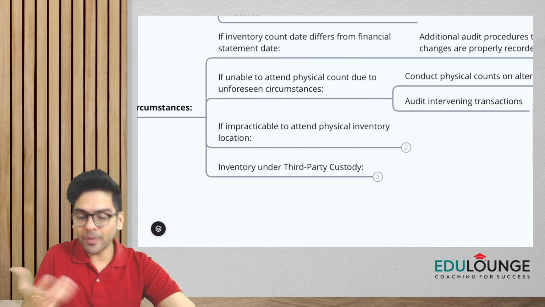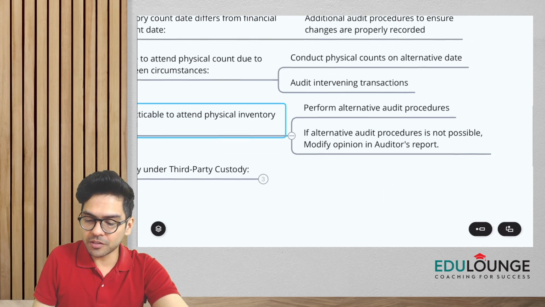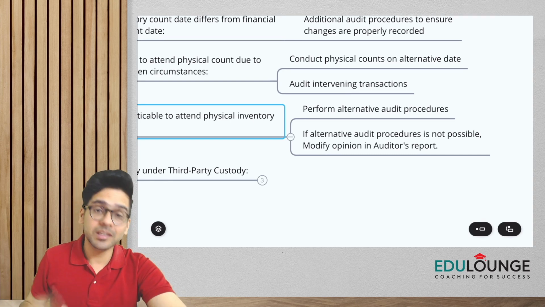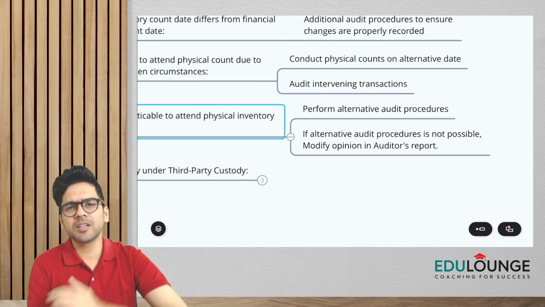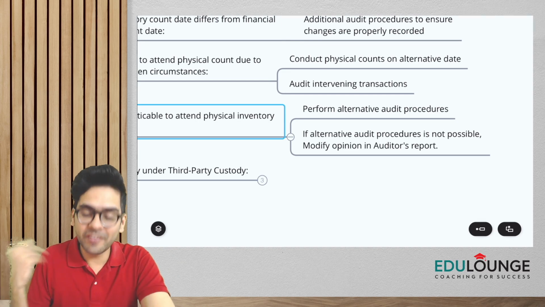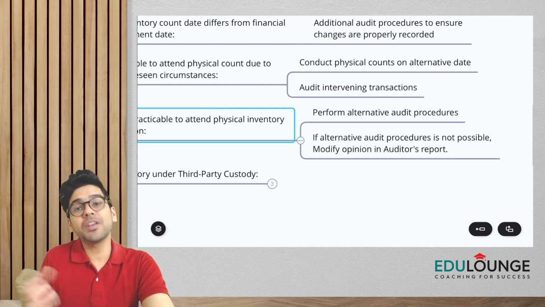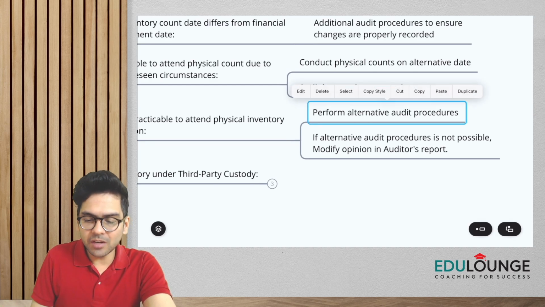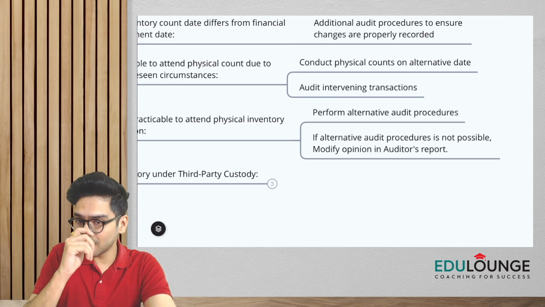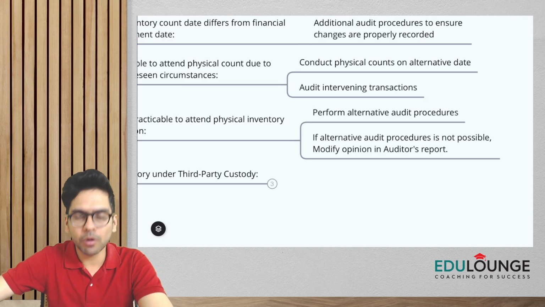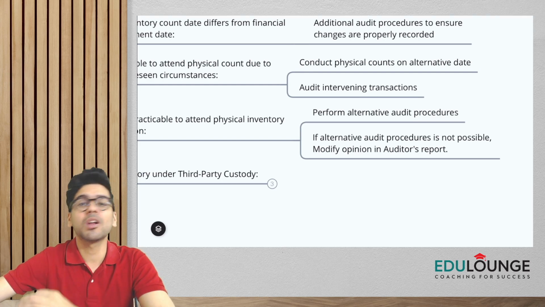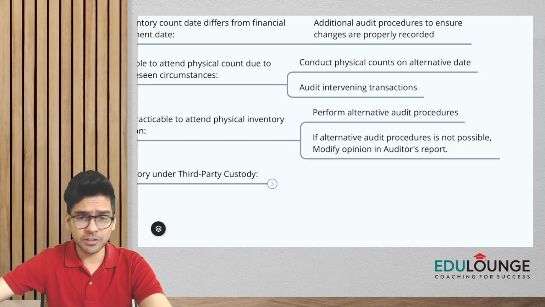So if it is impracticable to attend the physical inventory location, then perform alternative audit procedures. So if I am not able to do it, maybe I can hire some expert, one who has the tools and equipment to understand what is the inventory in the oil rig, let's say. Okay. And again guys, you should try and perform alternative audit procedures, but even after applying them, if you were unable to obtain sufficient and appropriate audit evidence, then in that case you might have to modify your opinion in accordance with SA 705.